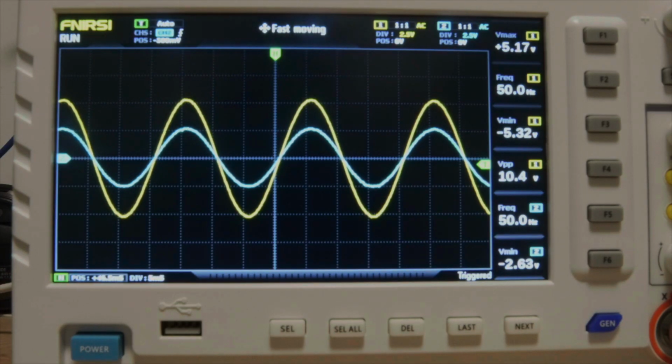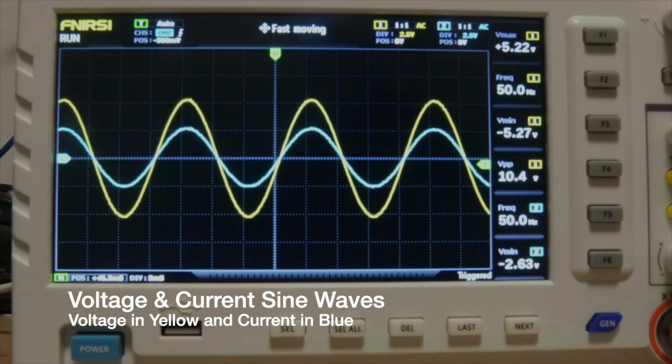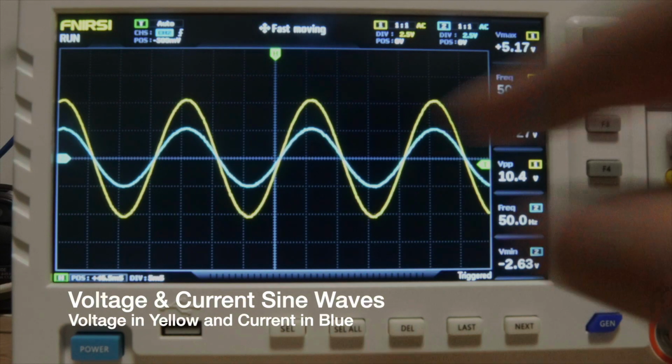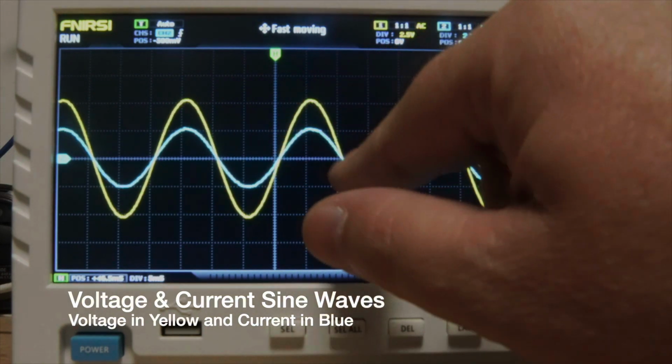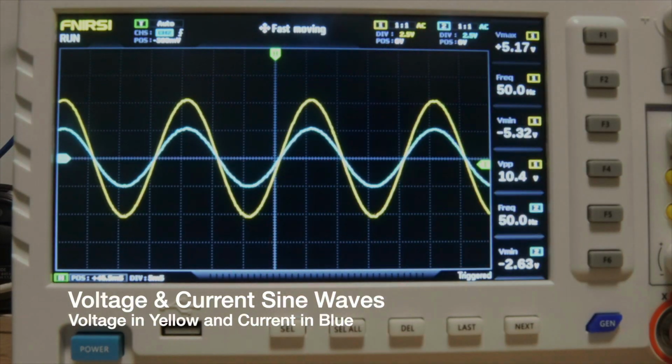Alright, so what we're looking at is two sine waves. One's current in blue and one's voltage in yellow. Now what we can see here is they both line up over each other. Okay, so that means we have a phase angle of 0, or unity power factor.